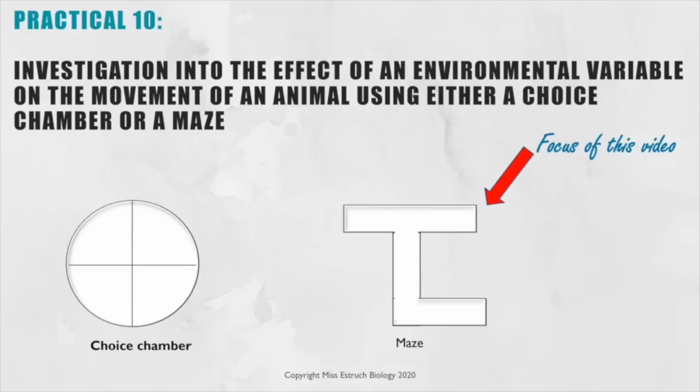So required practical 10 for AQA A-level is this one here, the investigation into the effect of an environmental variable on the movement of an animal using either a choice chamber or a maze. Now I've already done a video on the choice chamber, which I'll link up here, so you can go and have a look at that one if you want. This video is just focusing on the method using a maze.